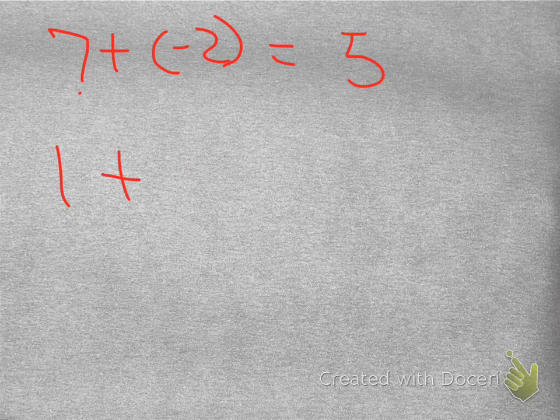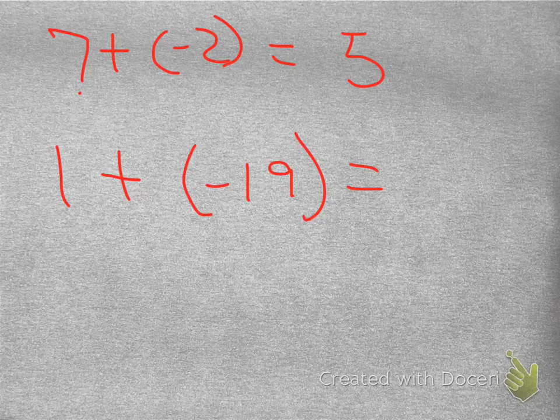Let's do this one. 1 plus negative 19. Do I add them or subtract them? Subtract them. It's negative 18. Okay, and you decided negative because 19 is negative.